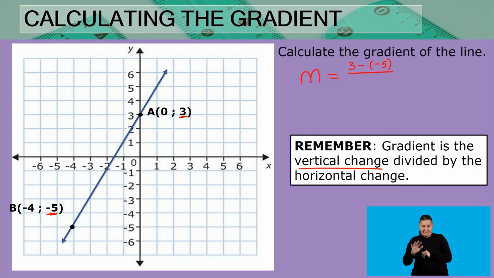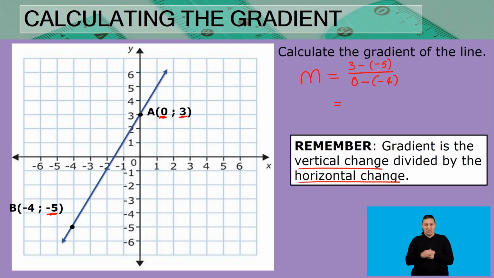And we are going to divide this by the horizontal change, that is the 0. Remember, because with the vertical change I started with point A, with the horizontal change I need to start with point A again. It's very important. So that is going to be 0 minus a -4. And that is the horizontal change.